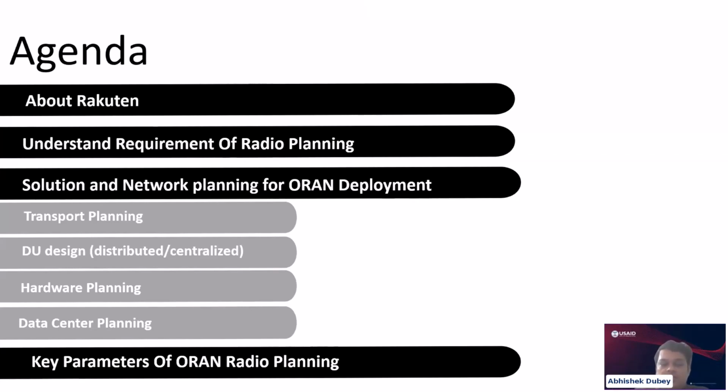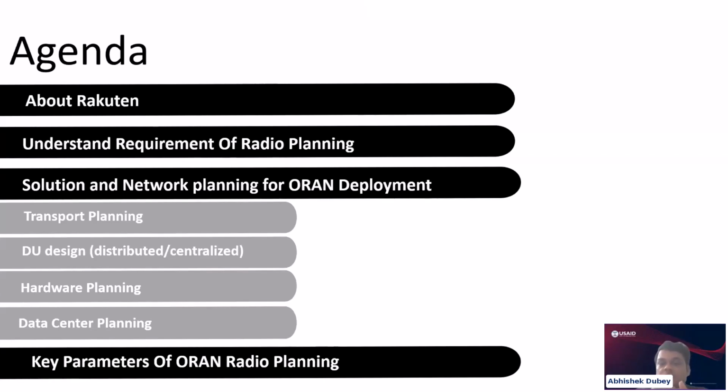The main point is that we need to plan the DU location very carefully, because DU runs the real-time applications. If we talk about 5G use cases, URLLC or any other latency-sensitive cases require real-time processing, so that needs to be carefully planned. That's why we are going to see how to design our DU, whether it should be distributed or centralized. Then you need to plan the hardware, right?